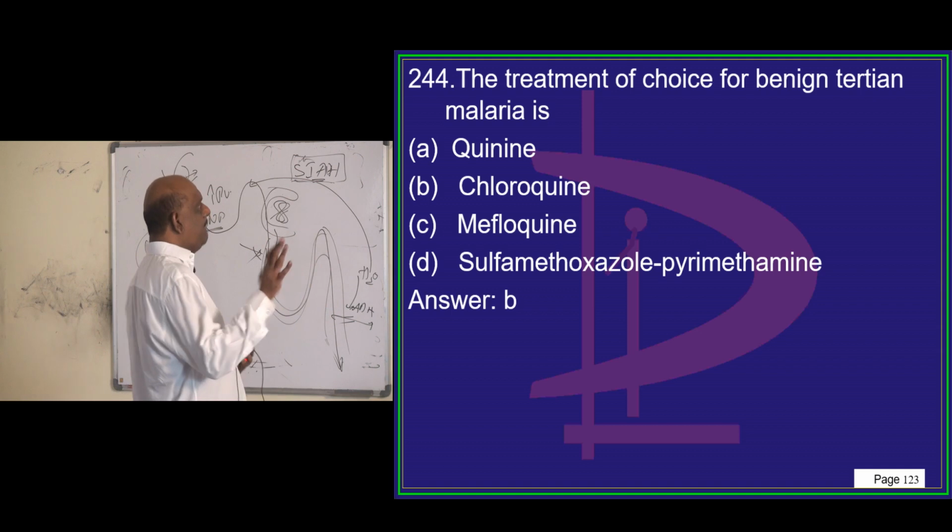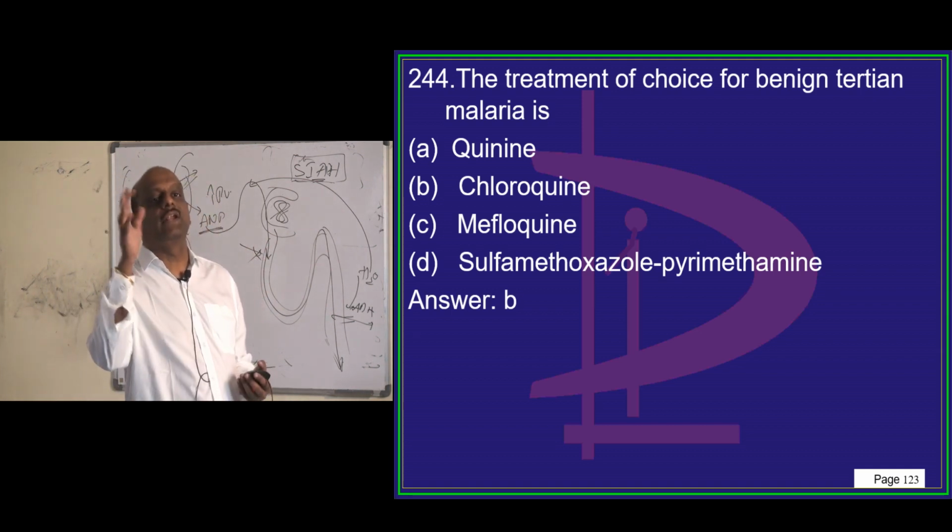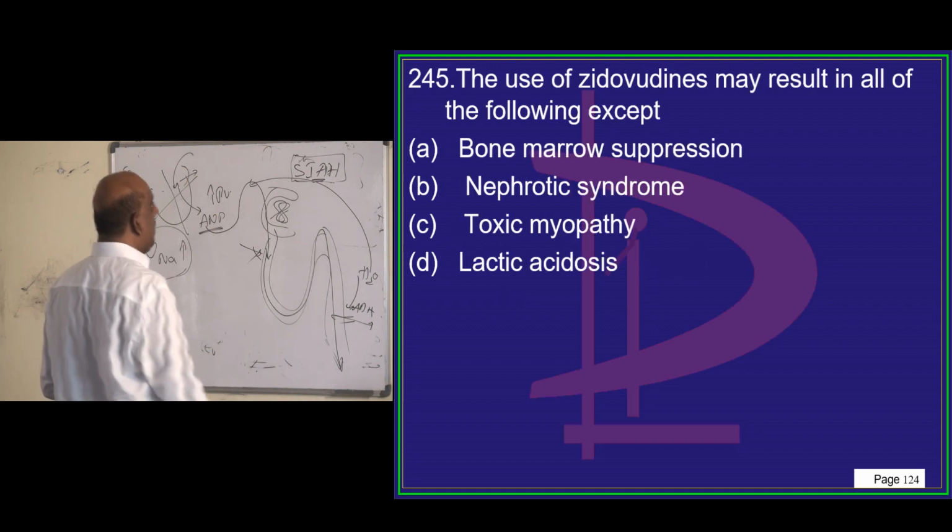Benign tertian malaria. What is the treatment? Chloroquine is the treatment of choice. Benign tertian malaria.